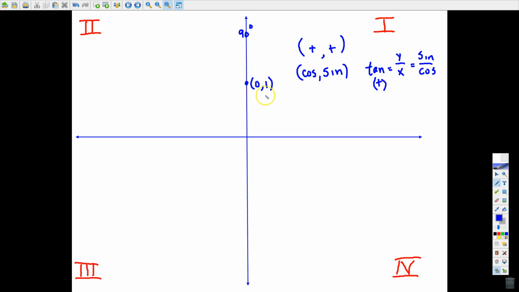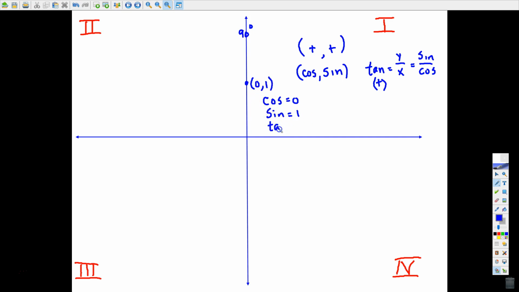At this angle 90 degrees, cosine is always 0. Sine is always 1. Okay, cosine is x, sine is y. At 90 degrees, that means cosine is 0. Sine is 1. Okay, positive 1.